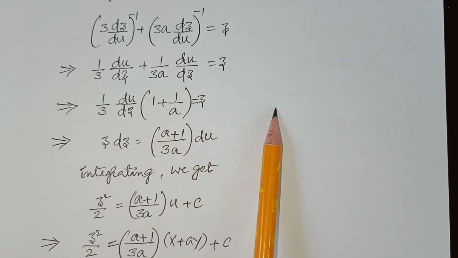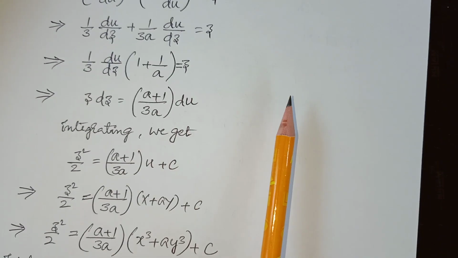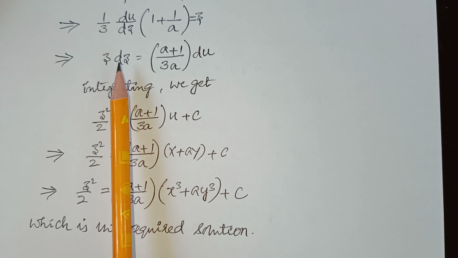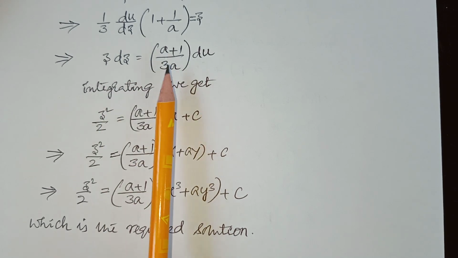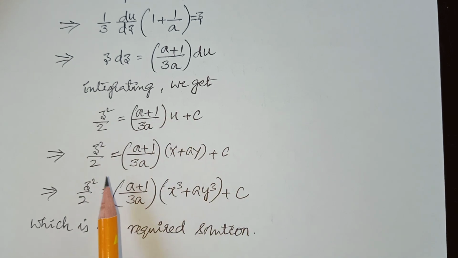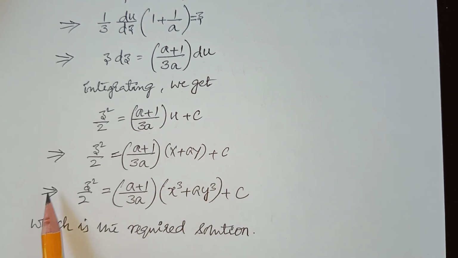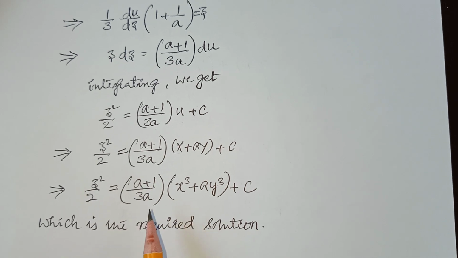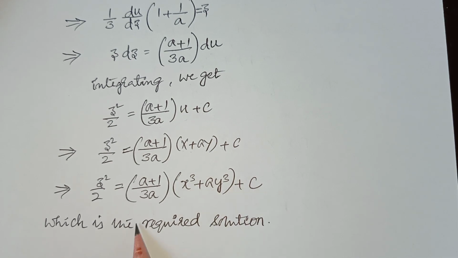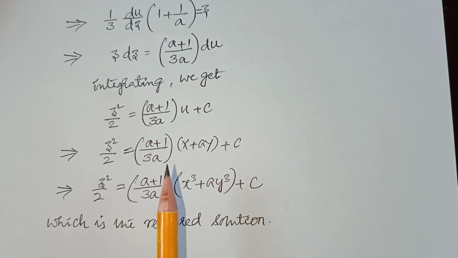So now separate the variables and integrate. Z terms on one side: here we have z dz is equal to a plus 1 by 3a into du. Integrating this, z square by 2 is equal to a plus 1 by 3a, a constant, into u plus c. What is u? It's capital X plus a capital Y. So z square by 2 is equal to a plus 1 by 3a into capital X plus a capital Y plus c, and capital X is small x cube, capital Y is small y cube, which is the required solution.